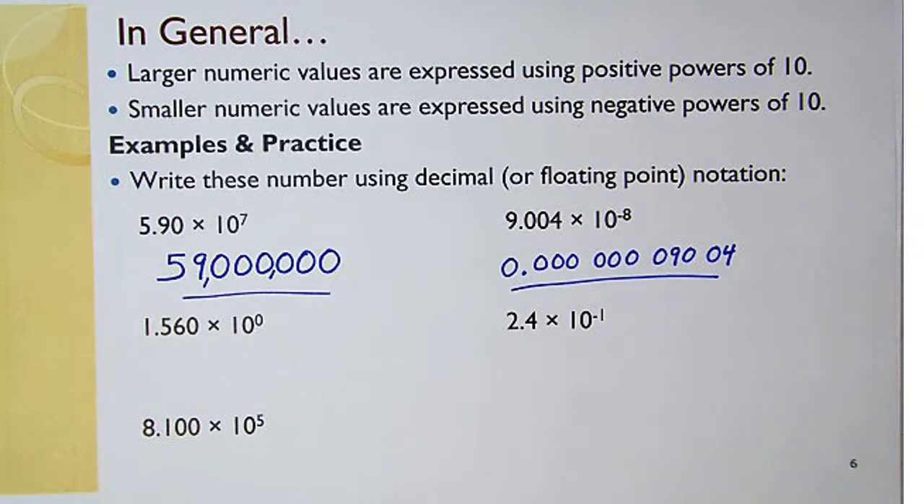I want you to pause the video and do the last 3. Write each of those in decimal or floating point notation and unpause when you're ready to see what those look like.